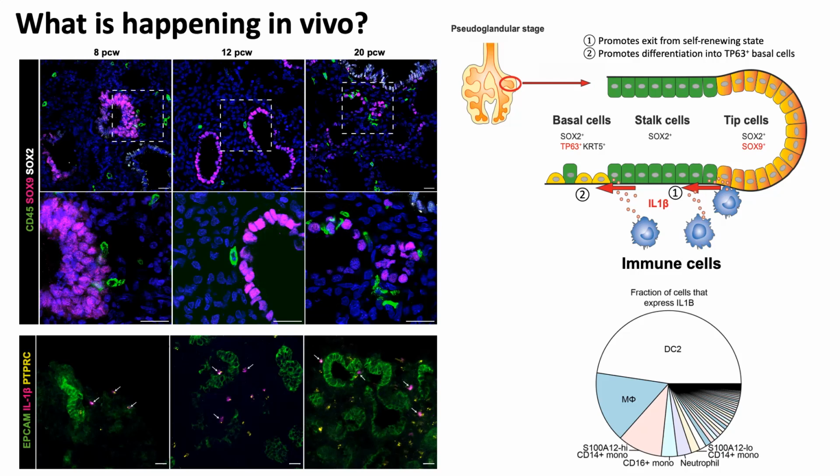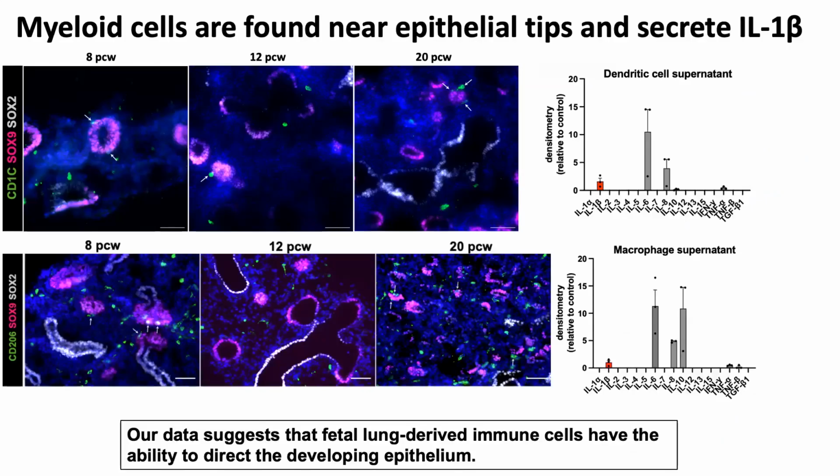Our single-cell dataset showed that the top 5 highest IL-1 beta expressing cell types were all myeloid. Looking at those myeloid cells in vivo, we found DC2 dendritic cells and macrophages throughout the lung and also in direct contact with SOX9 positive epithelial tip progenitors. We isolated dendritic cells and macrophages from fetal lung tissue using FACS and probed cytokine arrays with their culture supernatant, and we found that both cell types secreted IL-1 beta.